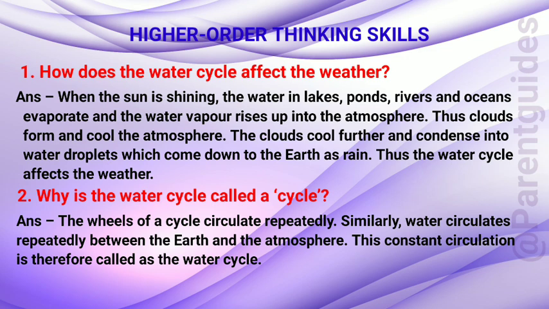2. Why is the water cycle called a cycle? Answer. The wheels of a cycle circulate repeatedly. Similarly, water circulates repeatedly between the earth and the atmosphere. This constant circulation is therefore called the water cycle.